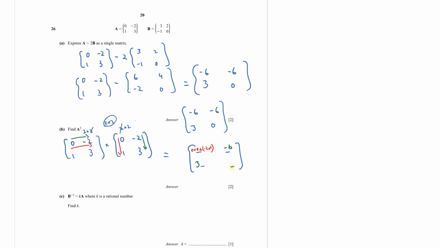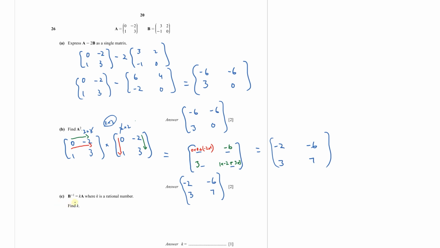And then to find the element in the second row and the second column, I will multiply the second row with the second column. So 1 times minus 2 plus 3 times 3. So once I solve this, 0 times 0 is 0 plus minus 2, so I'll get minus 2, minus 6, 3. 1 times minus 2 is minus 2. Minus 2 plus 9 is 7. So you will get [-2, -6; 3, 7].